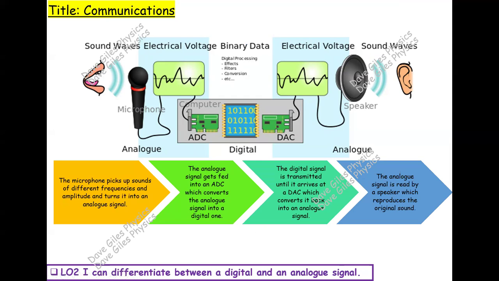a digital one. A digital signal is transmitted until it arrives at a digital to analog converter, which converts it back to an analog signal. The analog signal is read by a speaker, which reproduces the original sound.